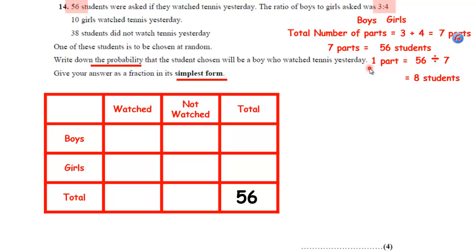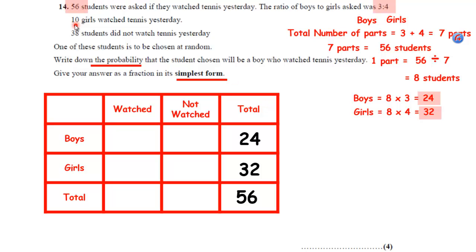1 part is 8 students, but remember, 3 parts boys, so 3 lots of 8 for boys, which is 24 boys, and I could put that into the total boys column. And then for girls, 4 parts girls, so 4 lots of 8, right, is 32. 32 I could put into the girls column. So this is a bit of a twist on a normal two-way table question, right? But you should be able to do this. The examiners are testing more than one thing here at the same time.